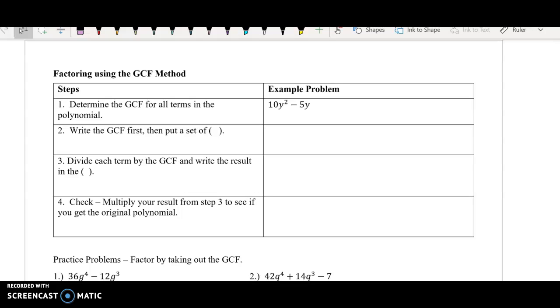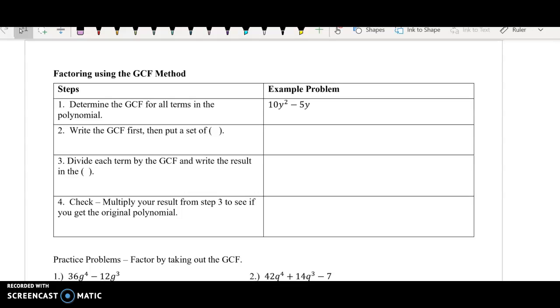Okay guys, so we're back here for part 2. So now we're going to actually get into the actual factoring of it. So we're not just going to be taking out a GCF, but we're going to take an entire polynomial expression, find the GCF, and actually factor it out, actually take it out of the expression. So there's 4 steps that we're going to follow.